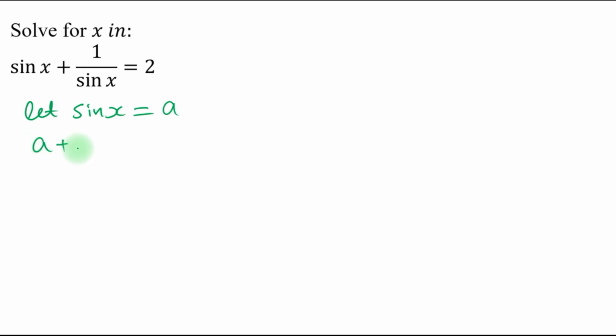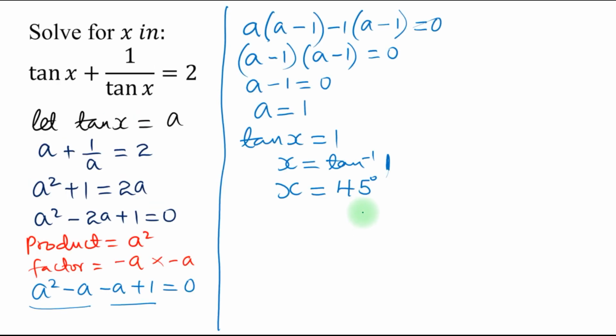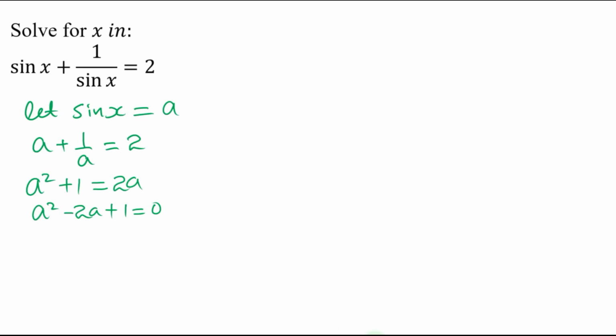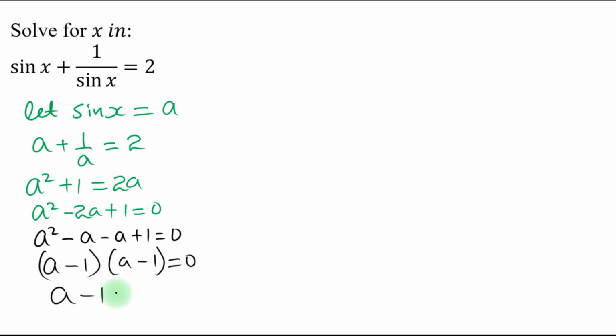Therefore from here we have a plus 1 over a is equal to 2. Multiply through by the LCM, which is a, we shall have a squared plus 1 is equal to 2a. So from here we have a squared minus 2a plus 1 is equal to 0. Still we got the same equation as the previous one. So we shall always end up getting a squared minus 2a plus 1 is equal to 0. If we factor it out, we shall end up getting a minus 1 equal to 0, and therefore a is equal to 1.